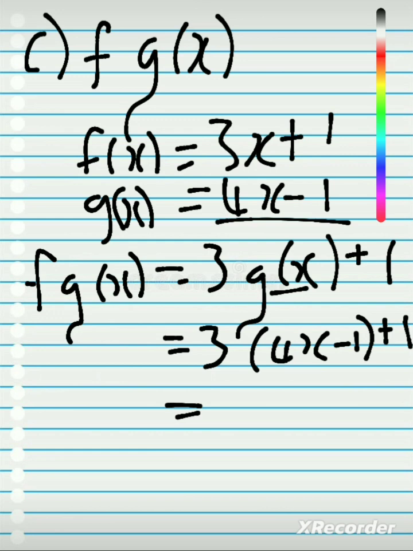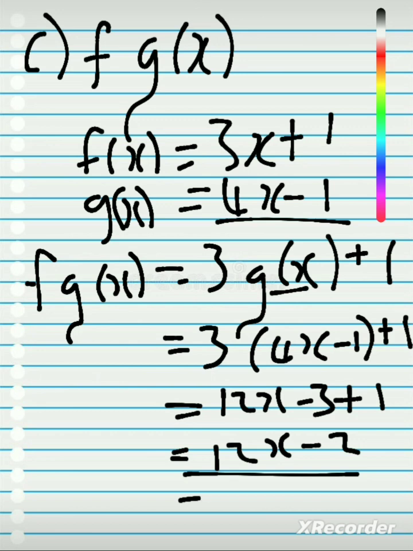Okay, so 3 times 4x is 12x. 3 times negative 1 is negative 3, plus 1. So 12x, negative 3 plus 1 is negative 2. So this is the answer.